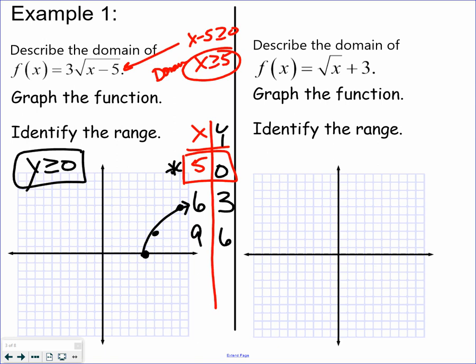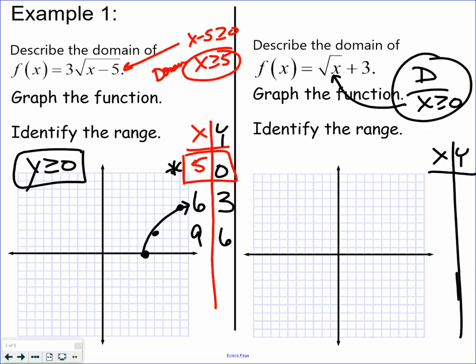So now the next one, the domain. Only take what is under the radical and make it greater than or equal to 0. So the domain in this case is x is greater than or equal to 0. Make an xy chart starting at 0. Again, the answer for your domain is where you start, so I want numbers to go up from 0.